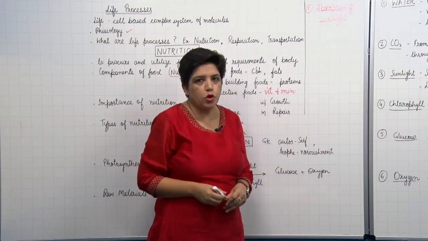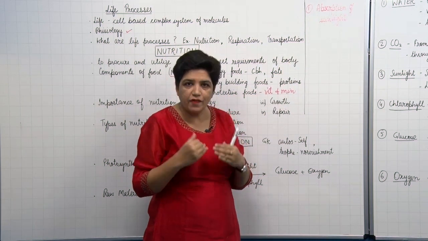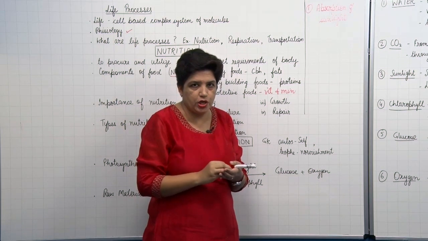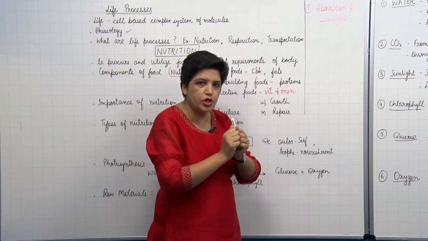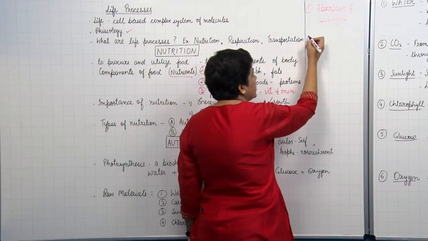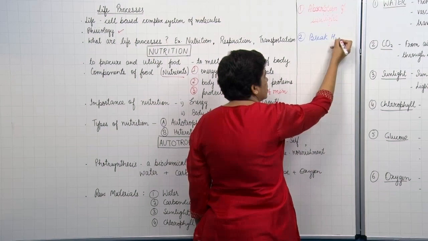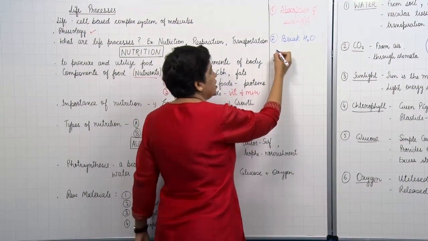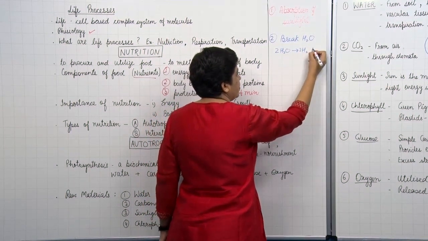First step is absorption of sunlight. How does this happen? The green leaves which have chlorophyll, the chlorophyll has the property to trap the solar energy. So that chlorophyll present in the chloroplast traps the solar energy, then this energy which is now present in the green leaves is utilized to break water molecules into its components, that is hydrogen and oxygen. So 2H2O is broken down into 2H2 plus O2.